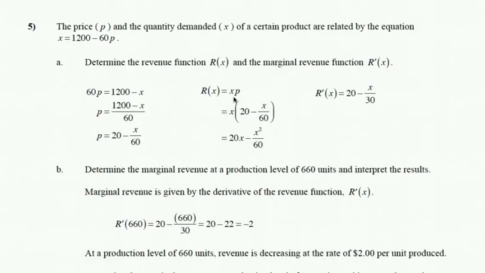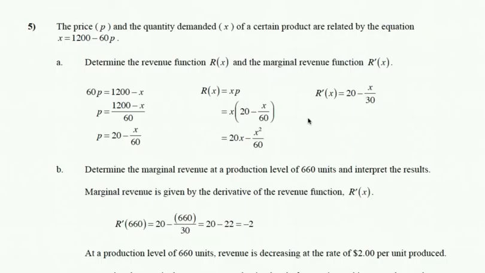Then that is price in terms of quantity, and so to find the revenue, we multiply quantity times price, x times p, and so x times 20 minus x over 60 gives us our revenue function. Distribute the x and you have 20x. Distribute the x here and you have x squared. So we have 20x minus x squared over 60. That's our revenue function.